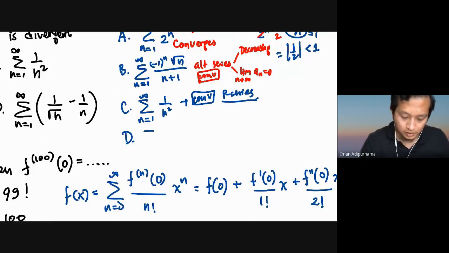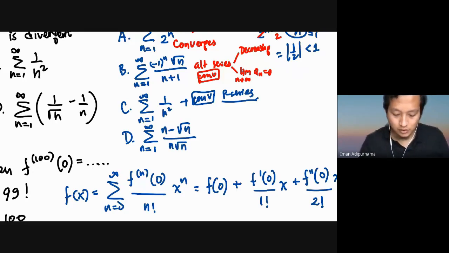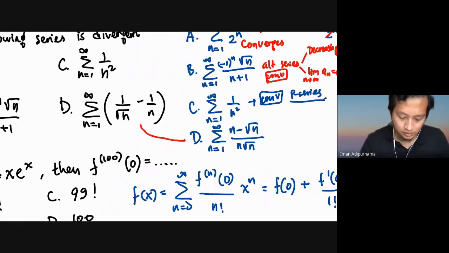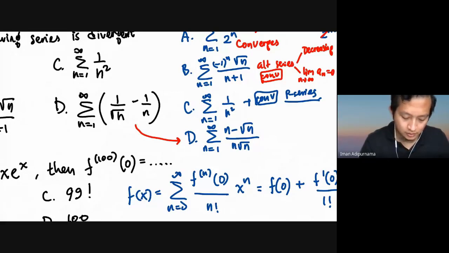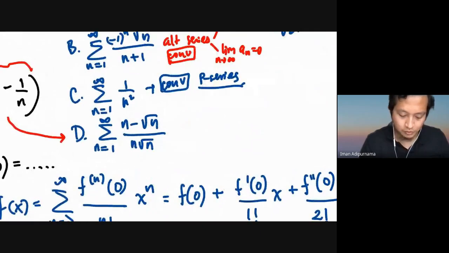The last part is quite tricky. You need to arrange into this form. So from here, arrange these equations into n minus square root of n divided by n squared of n. And we can simplify this into n divided by square root of n. It becomes this.